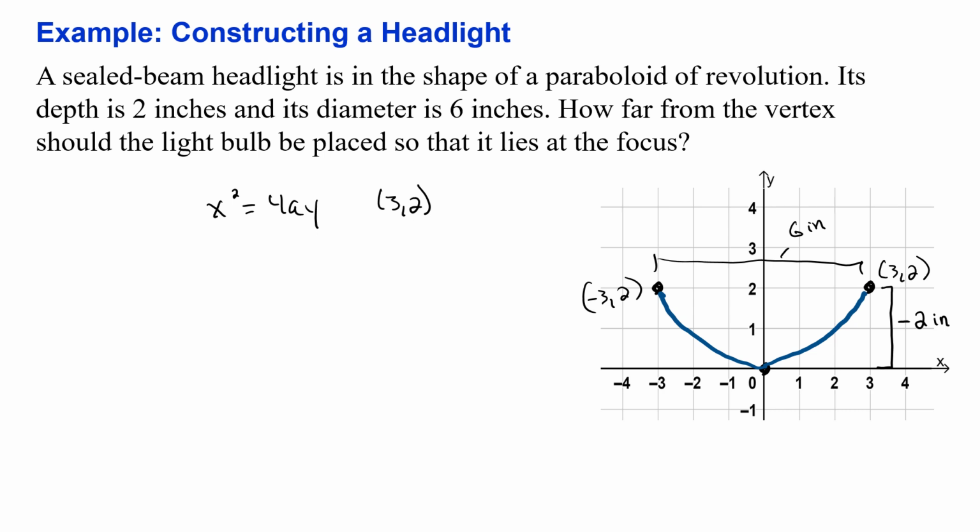So substituting in x equals 3 and y equals 2 into the general equation of x squared equals 4ay, we could write 3 squared equals 4 times a times 2. And solving for a, we get that 9/8 is equal to a. So using a calculator, we can determine that the distance the focus must lie from the vertex is 1.125 inches. So in summary, the bulb must be placed 9/8 inches or 1.125 inches from the vertex.